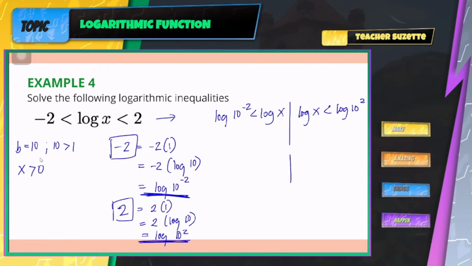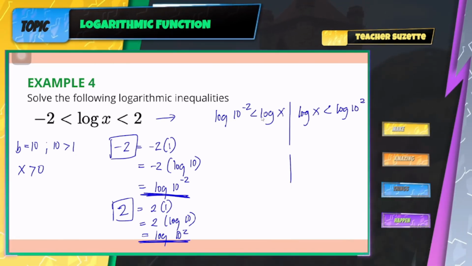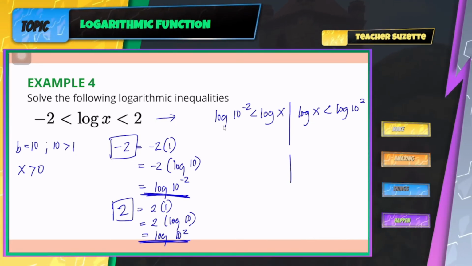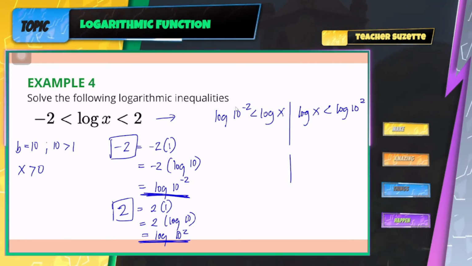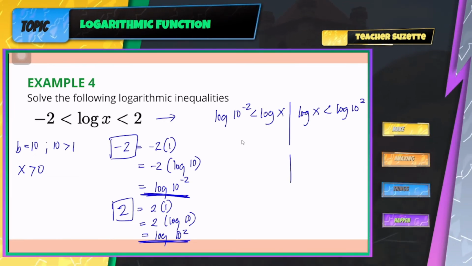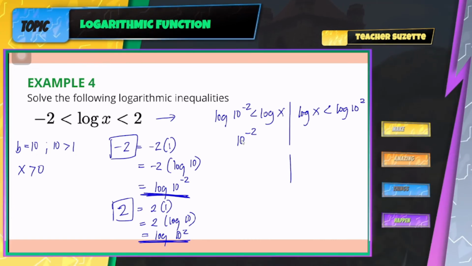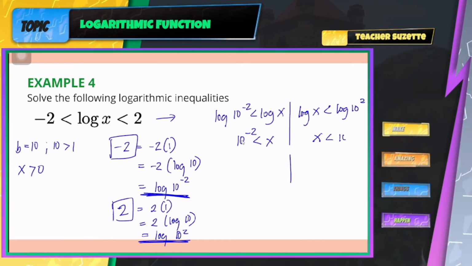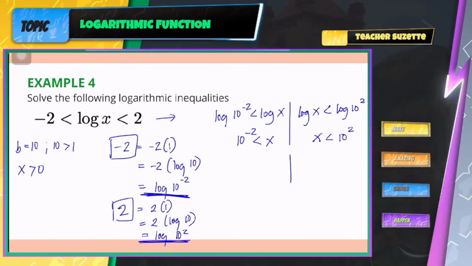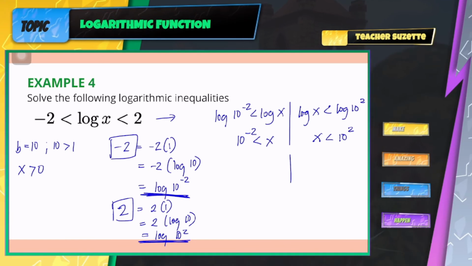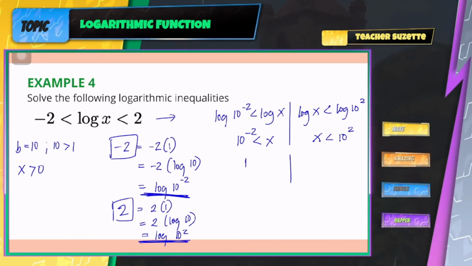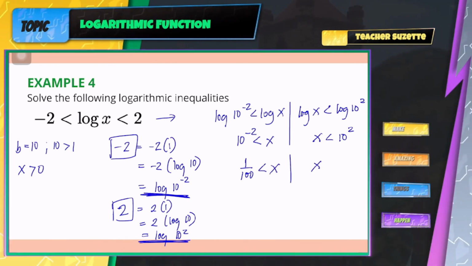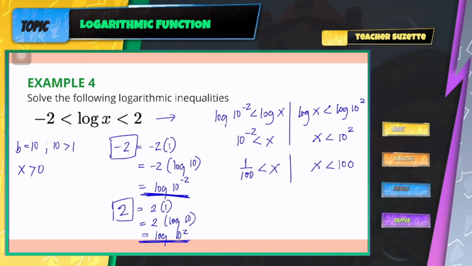So, we split our compound inequality. We will have the logarithm of 10 raised to negative 2 less than the logarithm of x, while the other one will be the logarithm of x less than the logarithm of 10 raised to 2. Since our base is greater than 1, we do not change our inequality directions. Then we can use the one-to-one property to rewrite this as 10 raised to negative 2 less than x, and x less than 10 raised to positive 2. Thus, 10 raised to negative 2 can be expressed as the fraction 1 over 100, less than x, and x is less than 100.